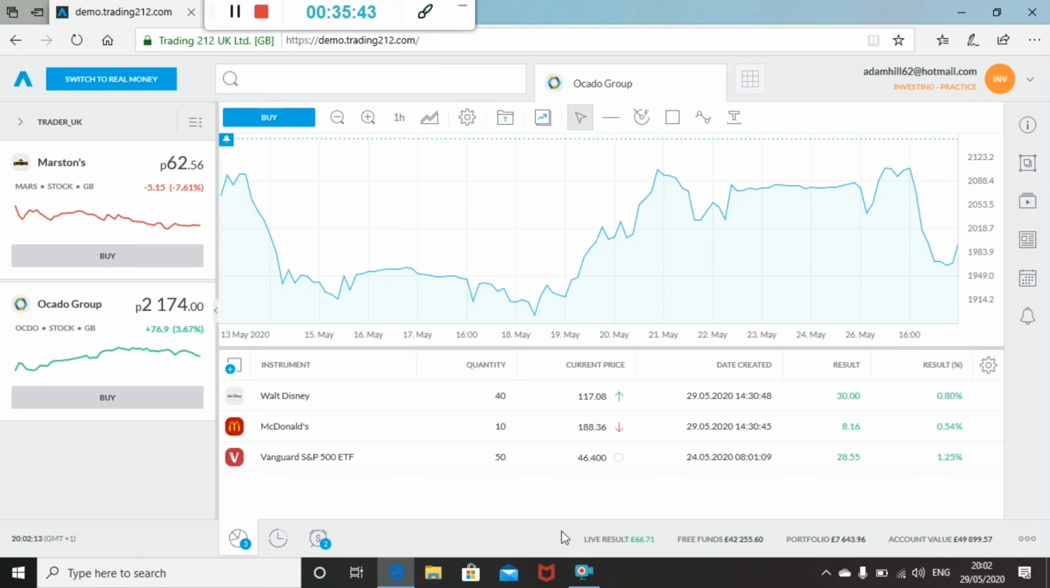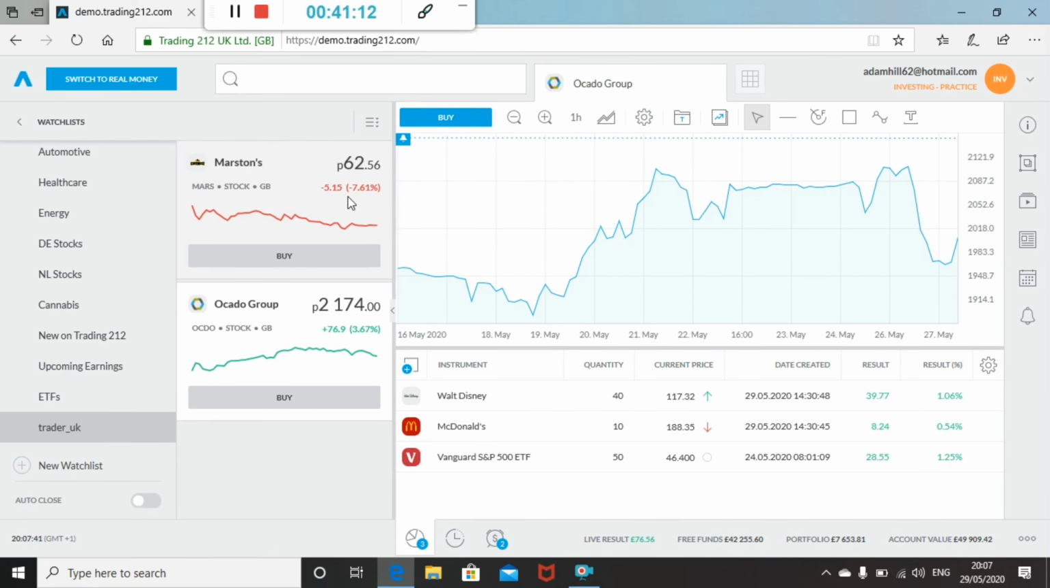Then at the bottom here, you have your account summary, so your live result, whether you're up or down on your investments, your free funds, available funds to trade, your cash balance essentially, portfolio amount. This is going to be the amount or the value of your investments converted back to pounds, remember, even if some of these are held in dollars, and then the account value overall. Remember, this is the practice account. But there's your summary. You can adjust this as well if you want to add or remove certain figures. You can do that in here.